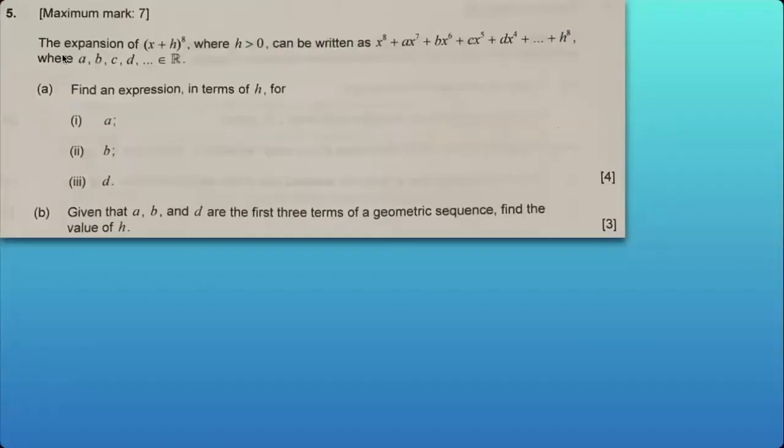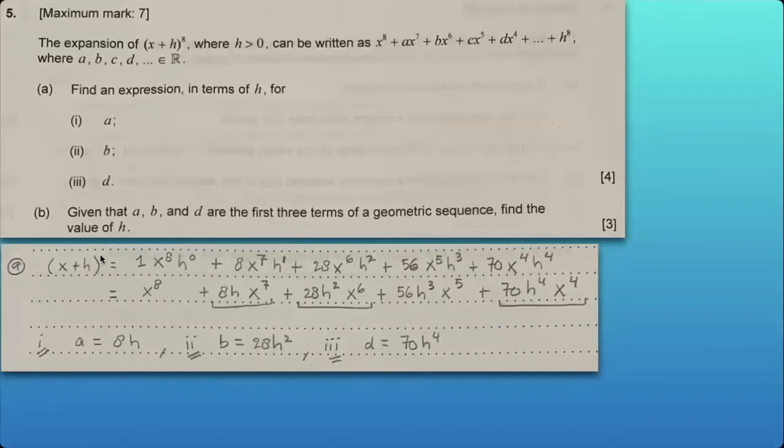Question 5. The expansion of x plus h all to the power of 8, where h is greater than 0, can be written as this, where a, b, c, d, etc. is an element of real numbers. A, find an expression in terms of h for a, b, d. Let's expand this binomial expression first, like so. My apology, there should have been power of 8 over there. Again, I apologize. There should be power of 8.